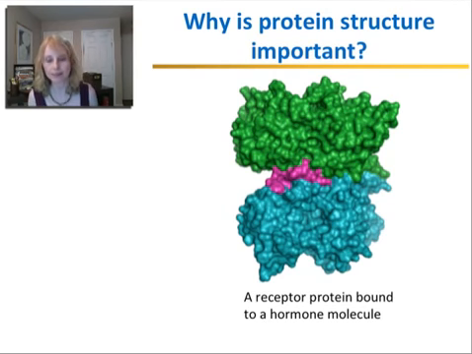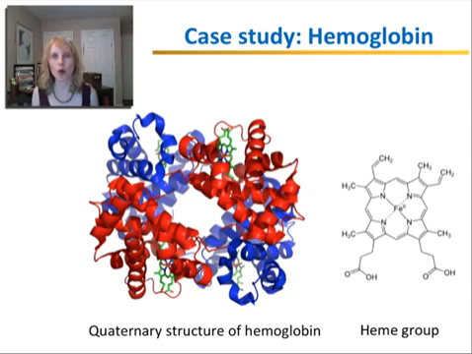Now, here's another example of protein structure and function, and this deals with the protein hemoglobin, which is found in your red blood cells, and it transports oxygen throughout your body. Hemoglobin is an example of a protein that has quaternary structure. It is made up of more than one polypeptide. In this case, it is made up of 4 polypeptides: 1, 2, 3, 4.